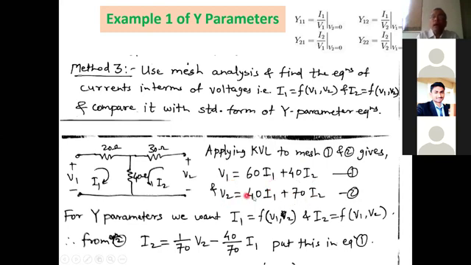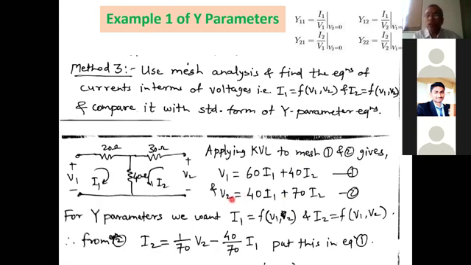Now if you want to find Z parameters, simply this is the equation of V1 in terms of I1 and I2. So the coefficient of I1 is Z11, the coefficient of I2 is Z12. But we are interested in finding current equations, or the Y parameters, admittance parameters. So we want the current equation in terms of voltage. So how to do it?